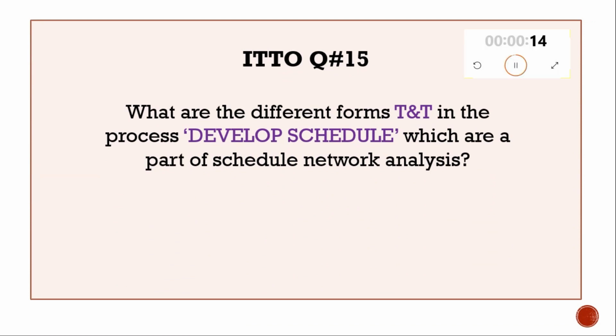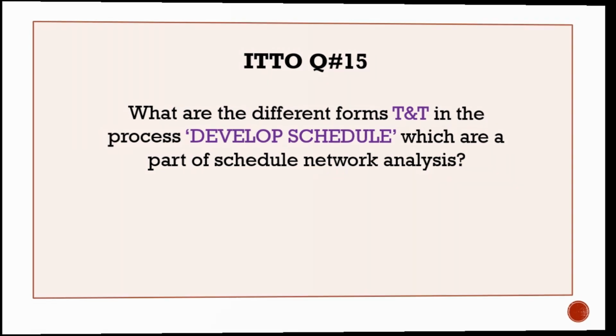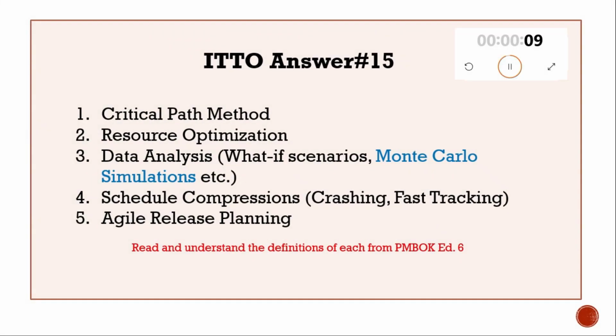ITTO question number 15. What are the different forms of tools and techniques in the process develop schedule which are part of schedule network analysis? Answer number 15. Critical path method, resource optimization, data analysis, for example, what if scenarios, Monte Carlos, etc., schedule compressions, and agile release planning.